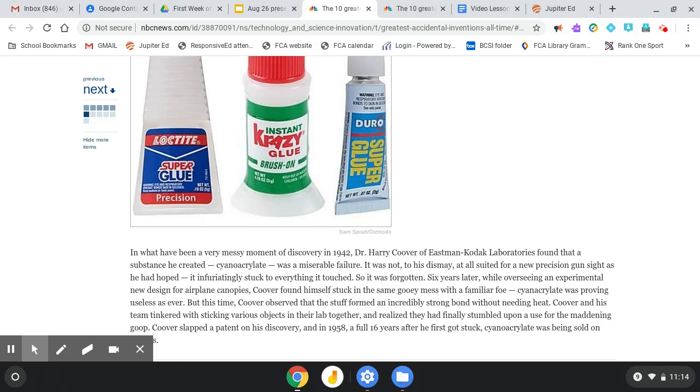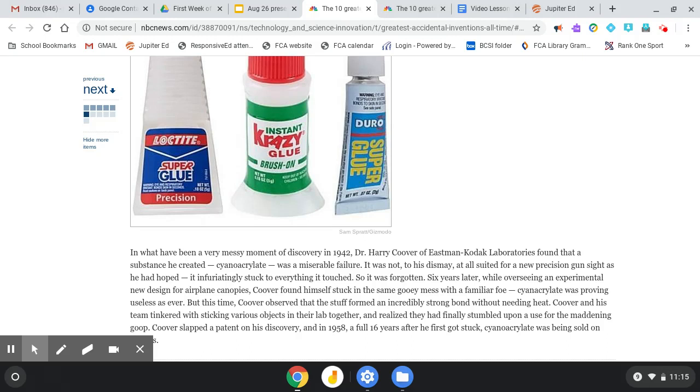So it was forgotten. 6 years later, while overseeing an experimental new design for airplane canopies, Coover found himself stuck in the same gooey mess with a familiar foe. Cyanoacrylate was proving useless as ever, but this time Coover observed that the stuff formed an incredibly strong bond without needing any heat.